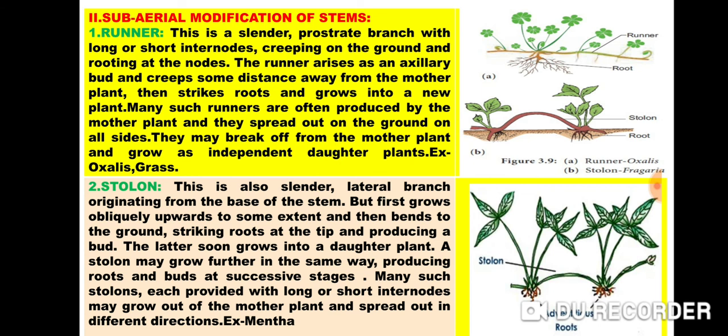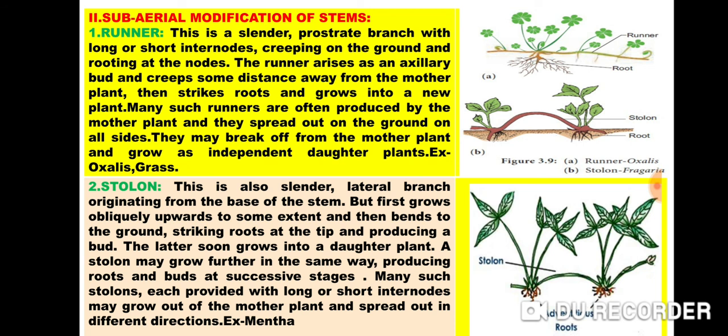Second one is subaerial modification of stem. Number one, runner. This is a slender, prostrate branch with long or short internodes, creeping on the ground and rooting at the nodes. The runner arises as an axillary bud and creeps some distance away from the mother plant, then strikes roots and grows into a new plant.